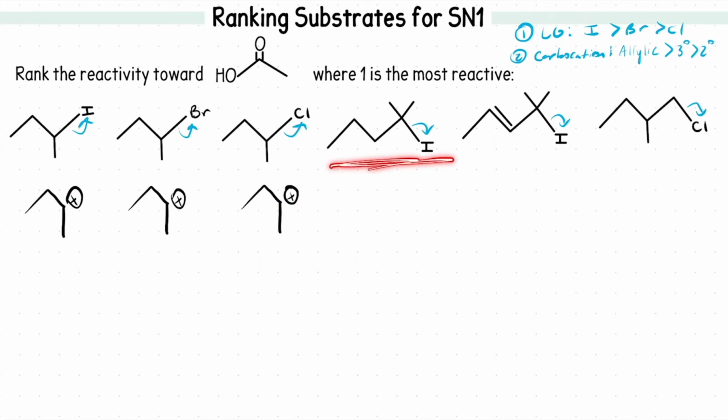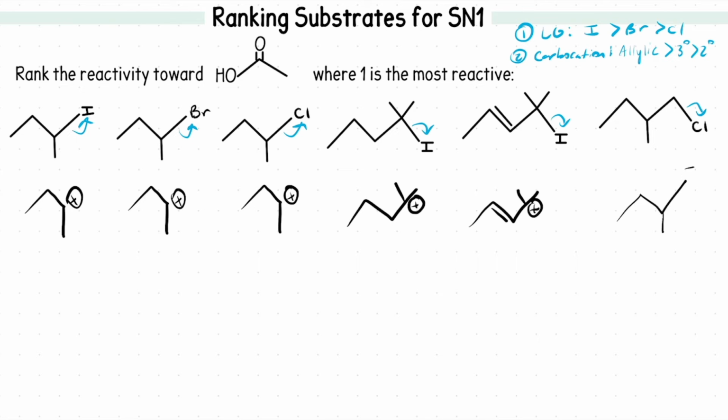What about this one? Okay, it would look something like this. Leaving group left, I now have carbocation there. Same concept with the next one, looks pretty similar. However, I do have a double bond here. And the last one, the carbocation would be here.